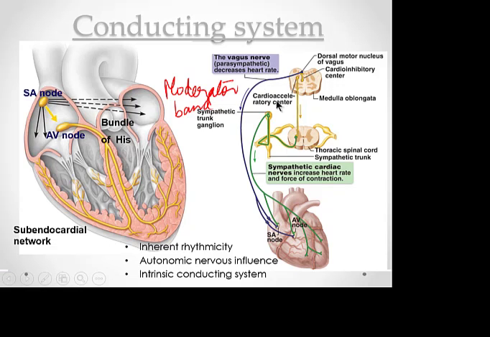And this is showing you how the vagus nerve, which is part of the parasympathetic, decreases the heart rate. Sympathetic increases the heart rate and increases force of contraction.